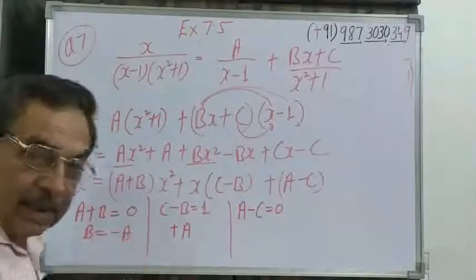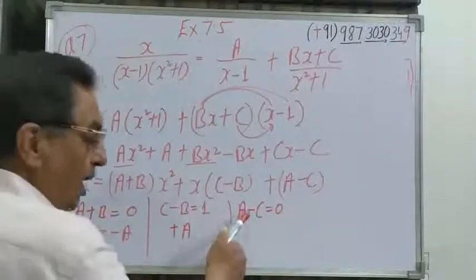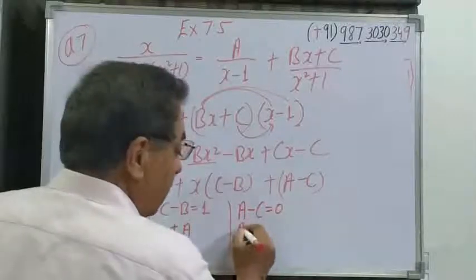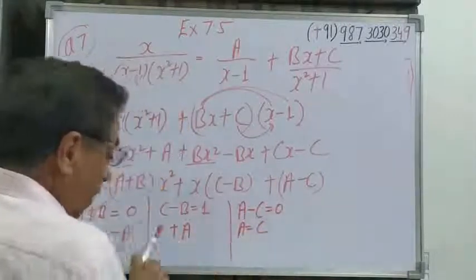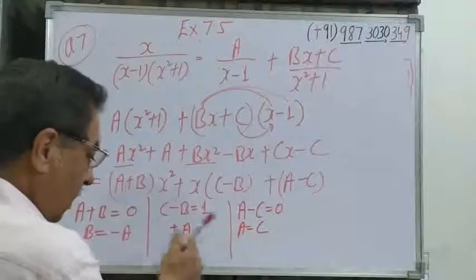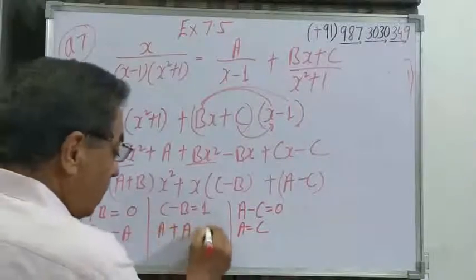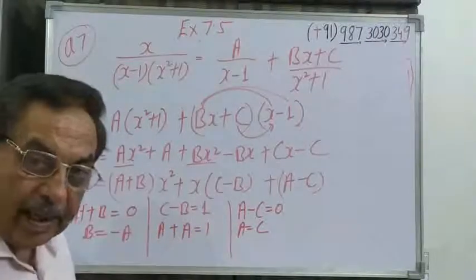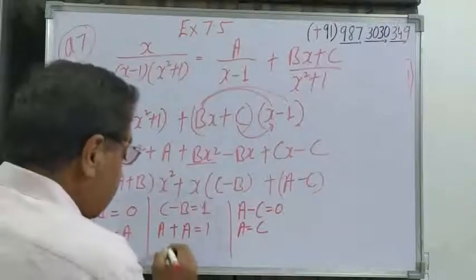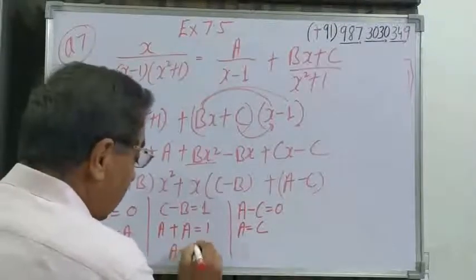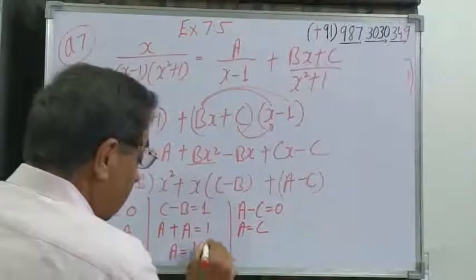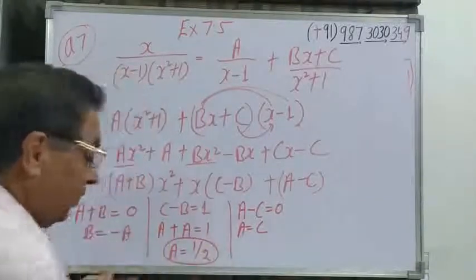To convert the c also into a, I have right here a is equal to c. So for c, I can write down a. It becomes a plus a, 2a is equal to 1. So that means a is equal to 1 by 2.